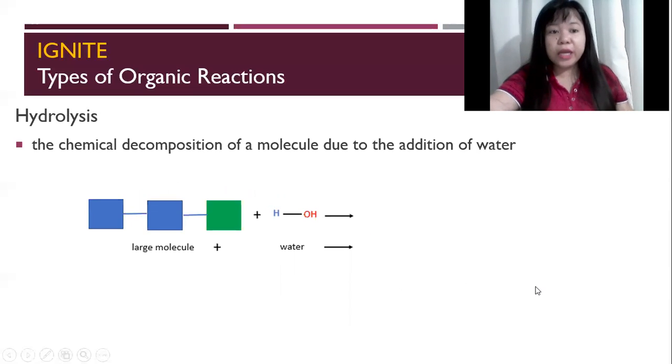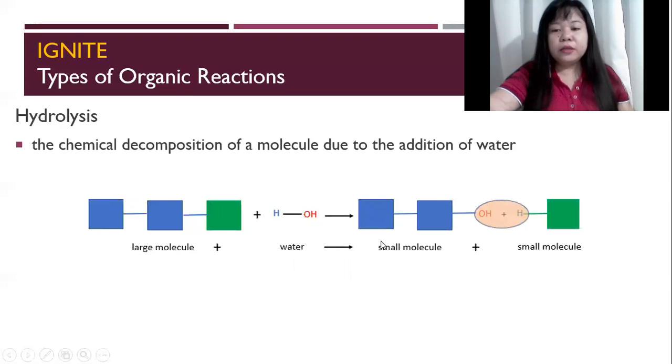Okay, so aside from those three general types of organic reactions, we also have some organic reactions with more specific names. In this case, hydrolysis. So here, hydrolysis is the chemical decomposition of a molecule due to the addition of water. So in this case, we could have a large molecule reacting with water to form smaller molecules, which were basically split from the larger molecule.